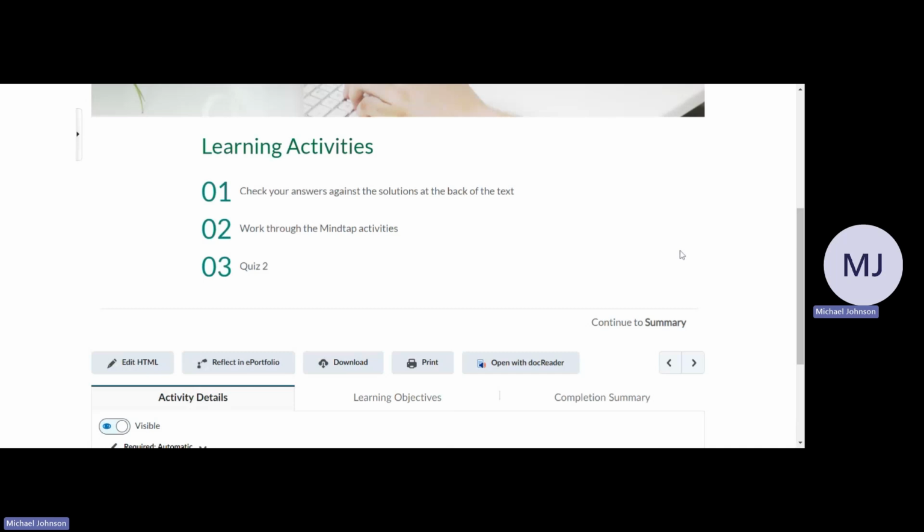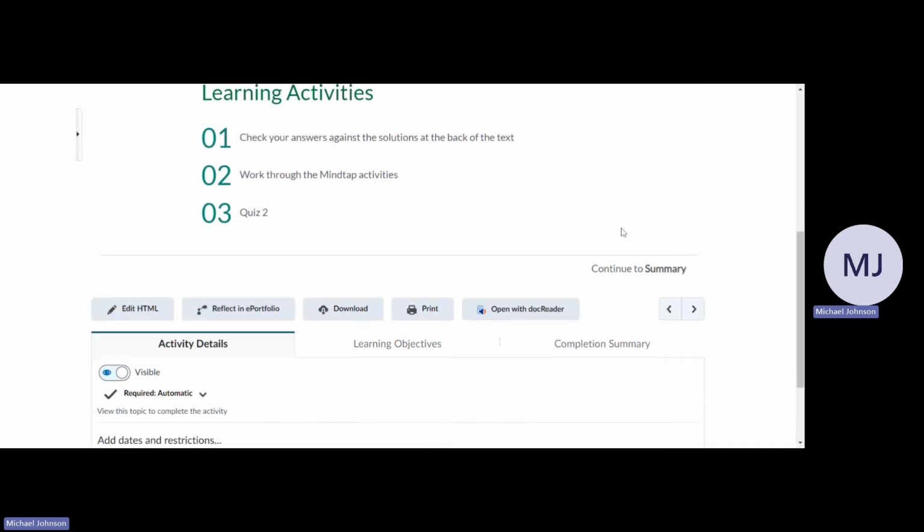I recommend doing the textbook questions for this topic. Also do the MindTap activities. The textbook and MindTap activities are very key to being successful in this course. And also do quiz 2.